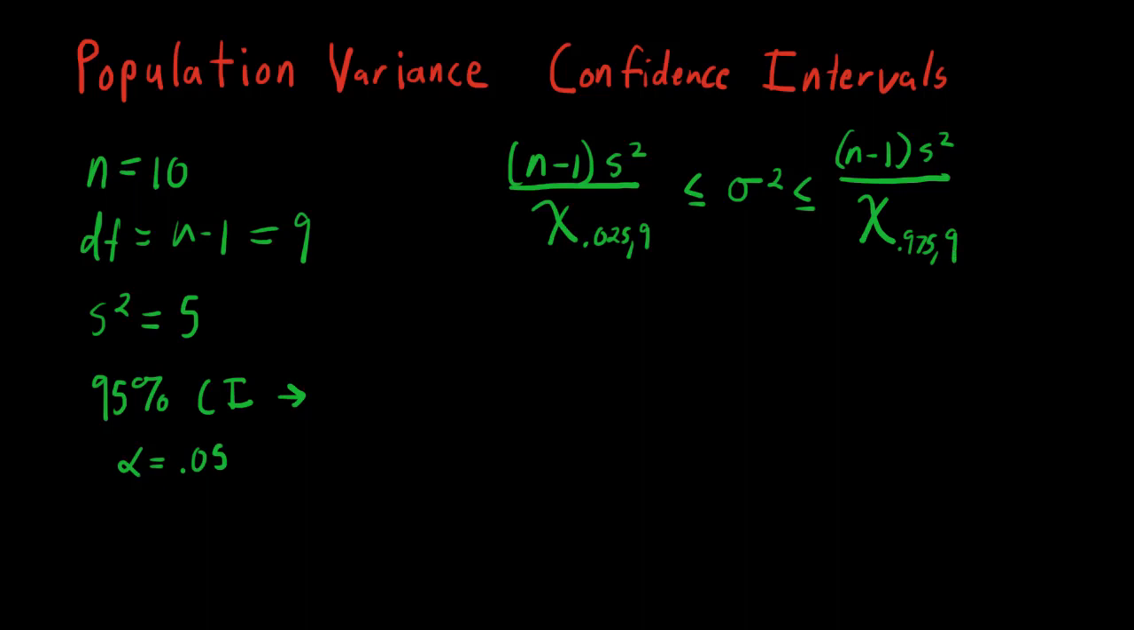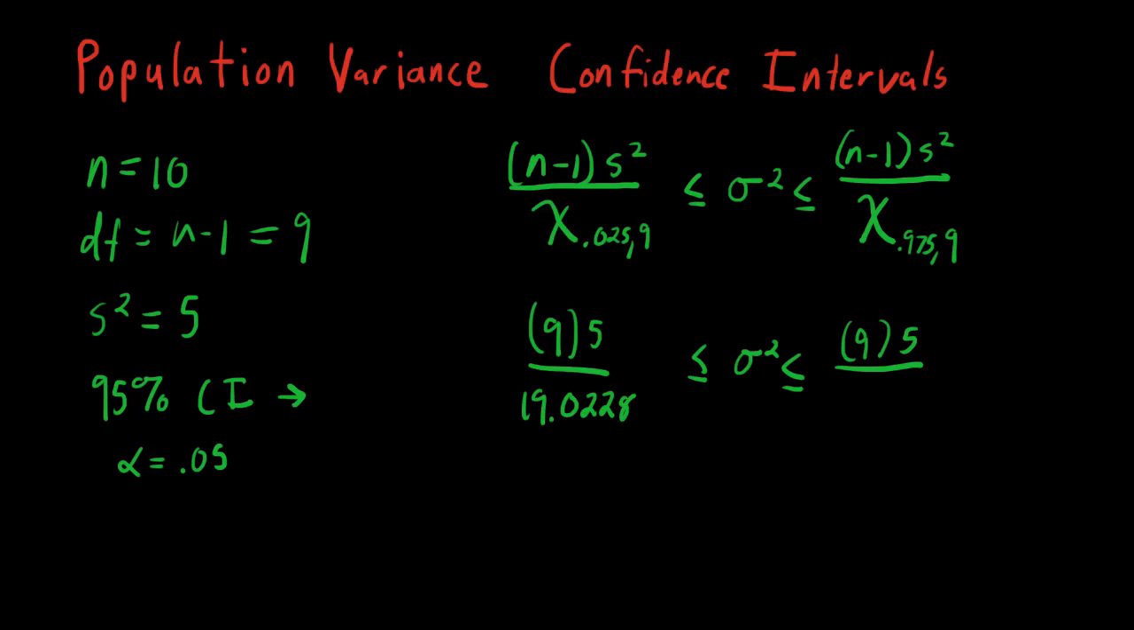So if we fill in our values for that, we have 9 times our s squared value of 5 on both sides, and then they're divided by chi squared of 0.025 with 9 degrees of freedom. If we look that up on the table in the back of our book, we get 19.0228 on the left, and on the right we have chi squared of 0.975 with 9 degrees of freedom, which gives us 2.7037.